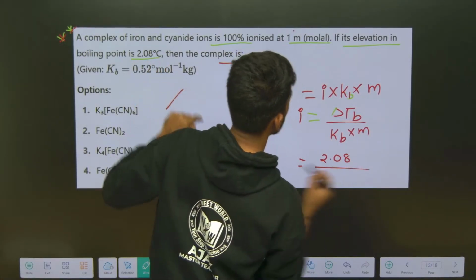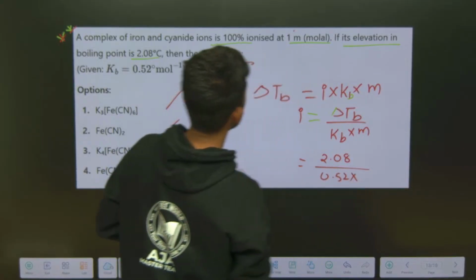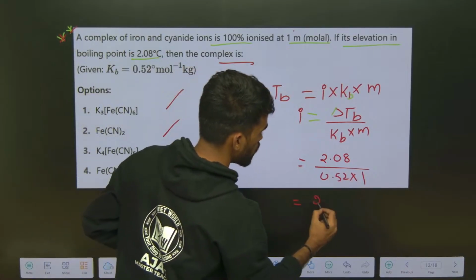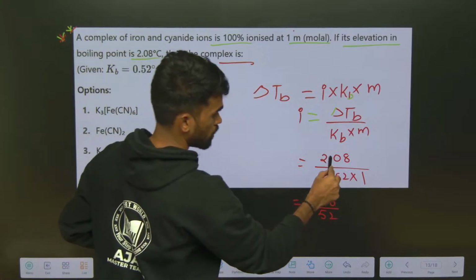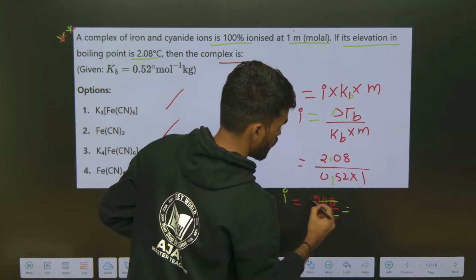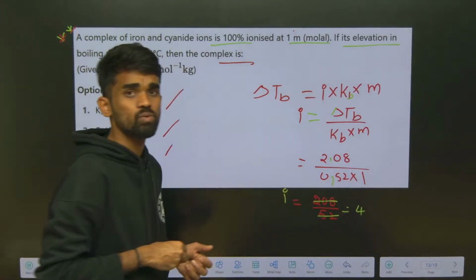2.08 by Kb is how much mentioned? 0.52 into, and this is 1. Okay, so how can I write this? 208 by 52 we can write now, removing the decimal point. So we will be having the answer as 4. The i value is 4. So what does the i value represent?